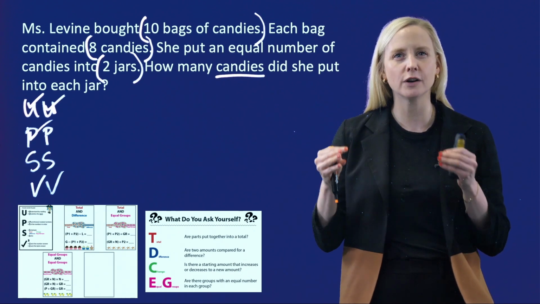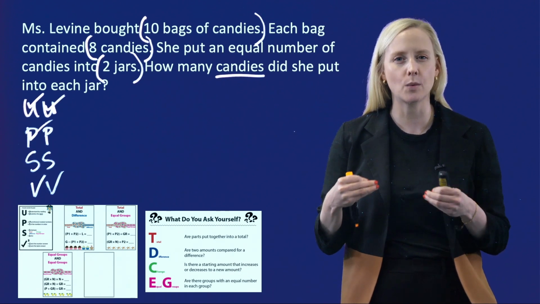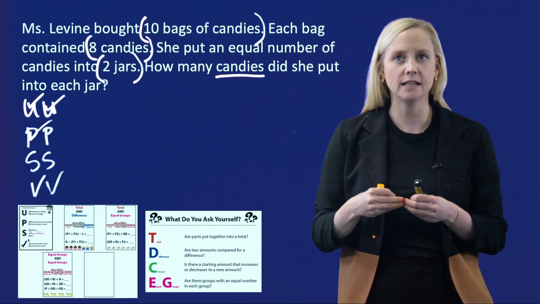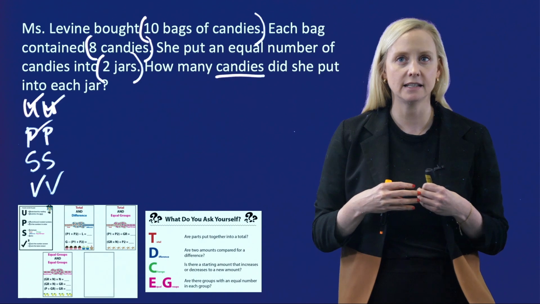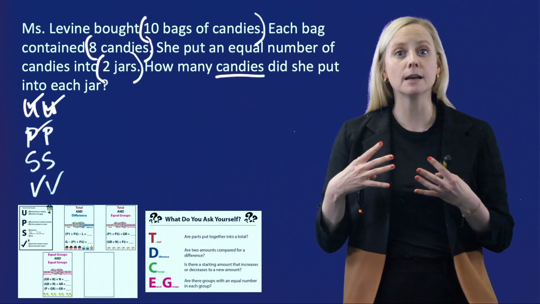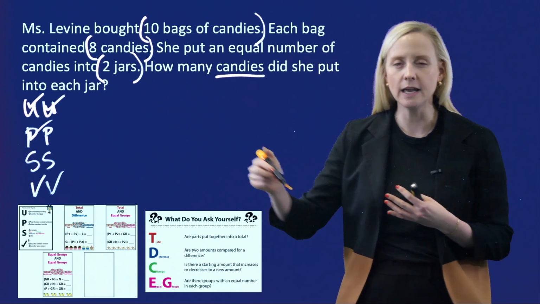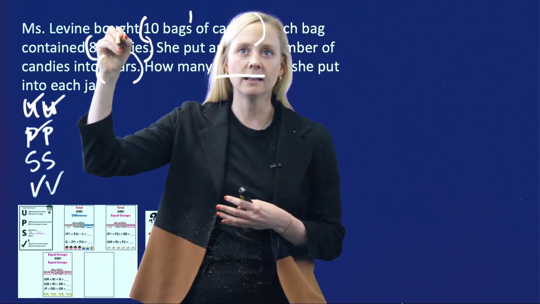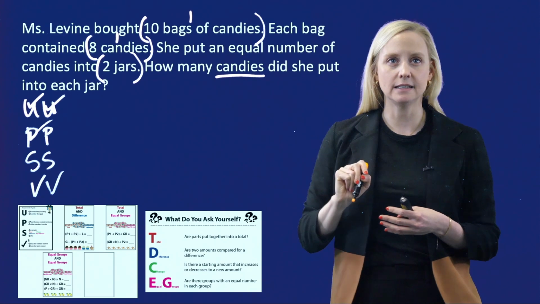I like to read our first 2 sentences so we can really think about what's going on first. It says Miss Levine bought 10 bags of candies. Each bag contained 8 candies. So first we're really thinking about the total number of candies that we have. So I'm going to put a 1 above the bags of candies and the 1 above the 8 candies.